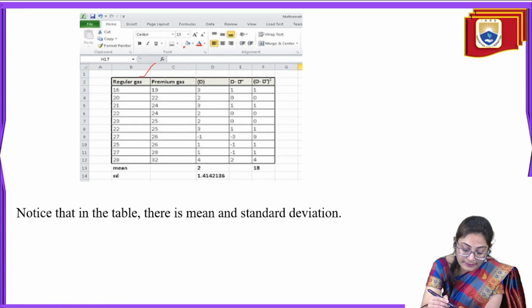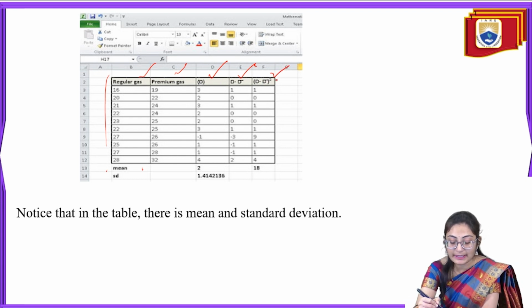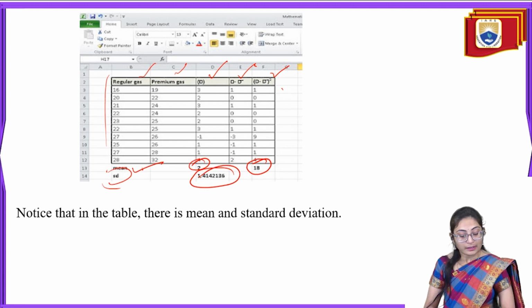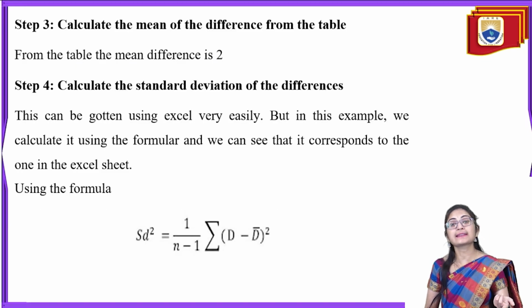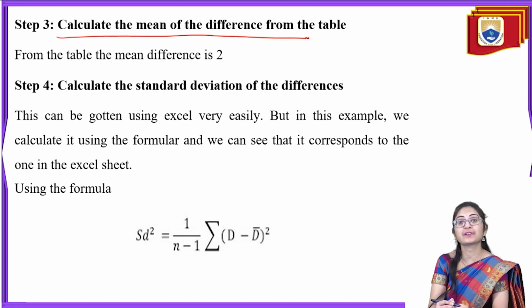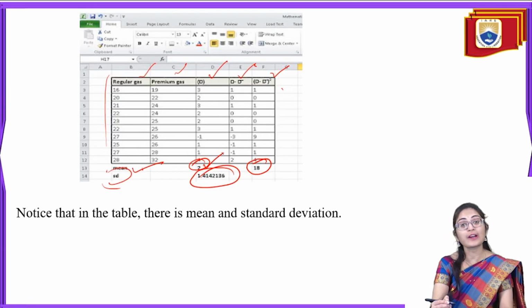There are the regular gas entries, premium gas entries, then the d value, d squared, d bar, and d minus d bar. After that you get the mean 18 and the standard deviation 1.414. Now notice there is a mean and the standard deviation, and step 3 is that you have to calculate the mean of the difference from the table. From the table the mean difference is 2, which we have already got.